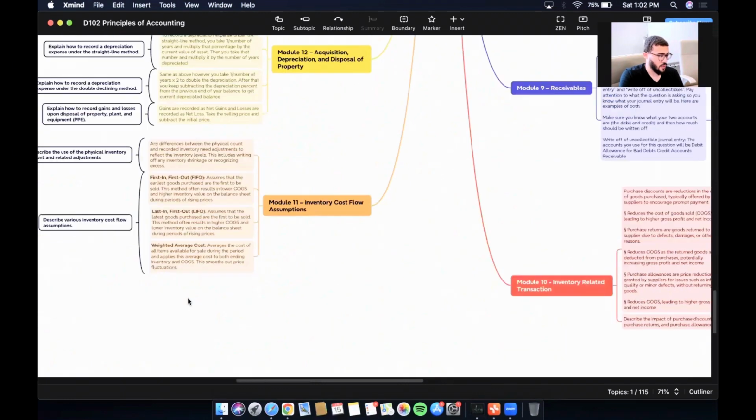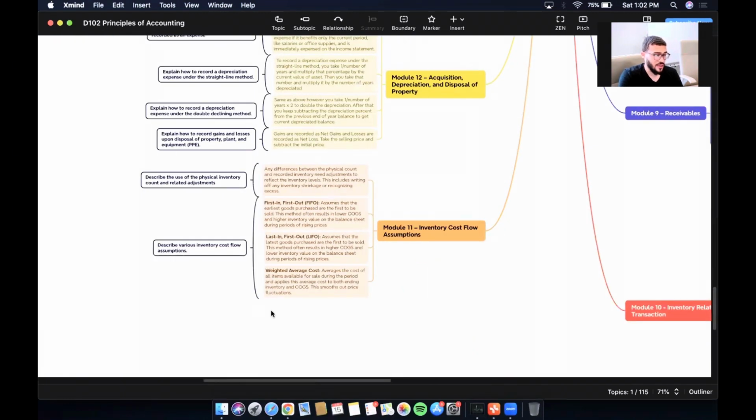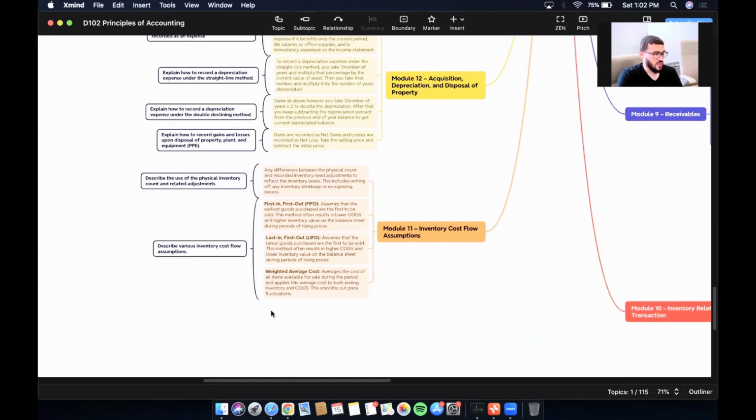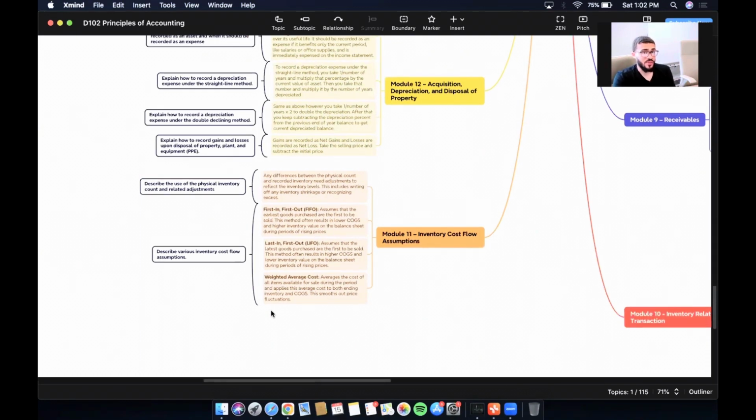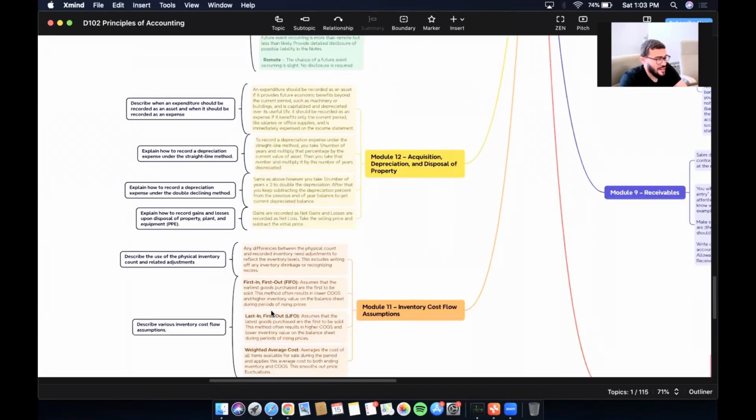And then moving on, we have module 11, inventory cost flow assumptions. So you want to describe various inventory cost flow assumptions. I know this seems very simple, but I did mess up FIFO and LIFO. I mixed them around. So make sure you know a good way to determine between the two, because there are two questions right after each other. And if you get one wrong and then think it's the other, you'll get the other one wrong too. So that's 2 points I missed out on. I was about to have the exemplary, but I missed out on this one. So I mixed them up.